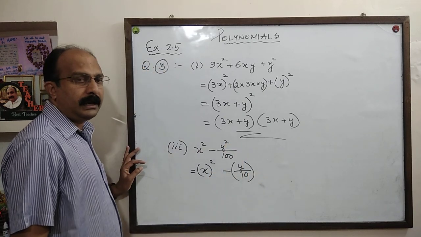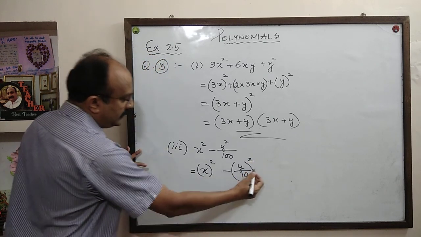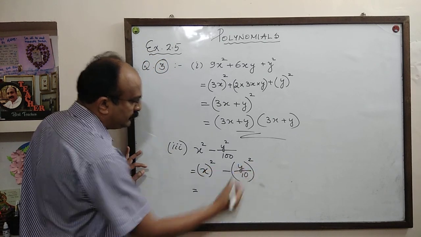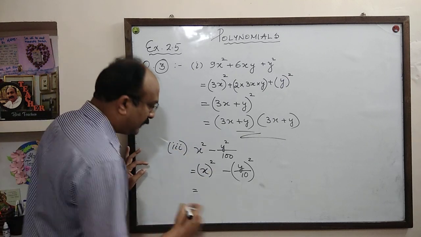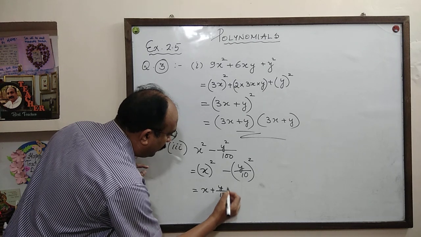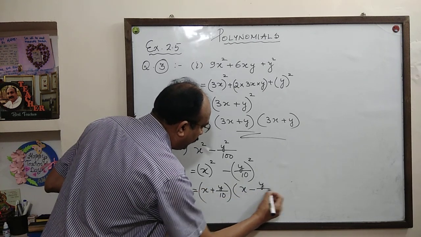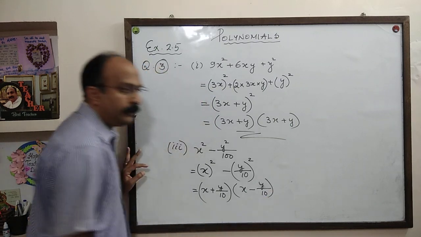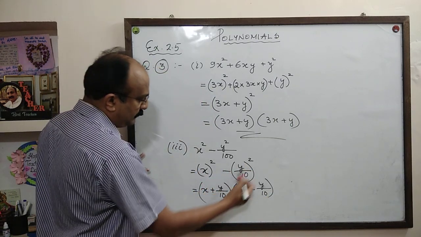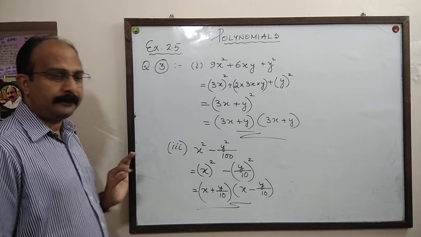y square upon 100 can be written as (y upon 10) the whole square. Now it is in the form of a square minus b square, which is equal to (a plus b) into (a minus b). So (x plus y upon 10) into (x minus y upon 10), because the formula is a square minus b square is equal to a plus b into a minus b.